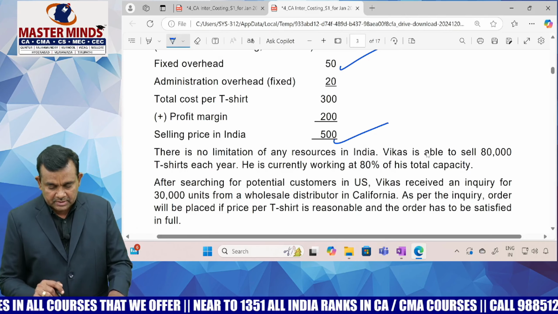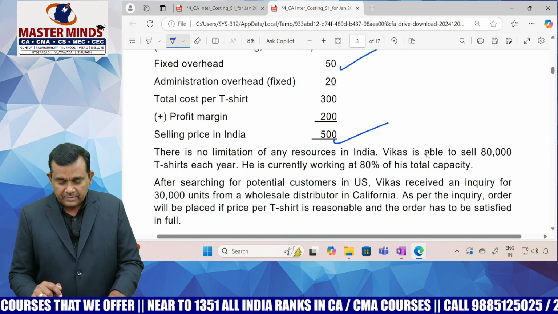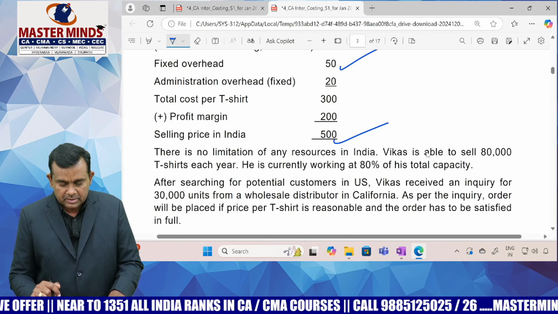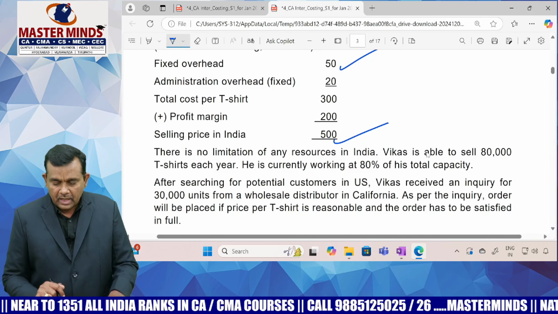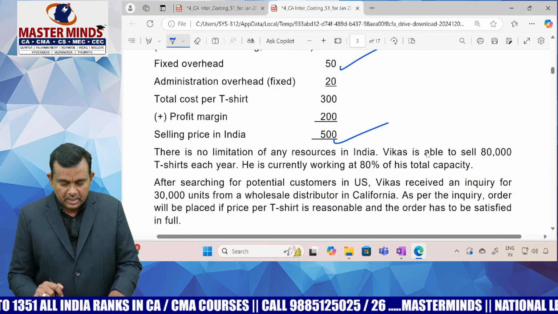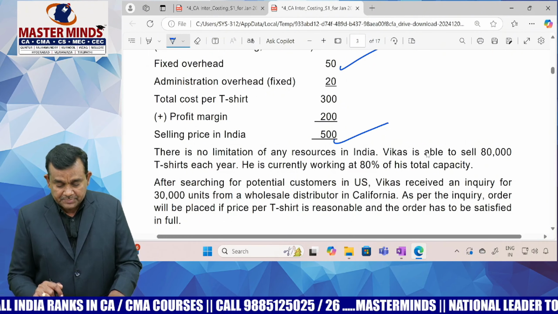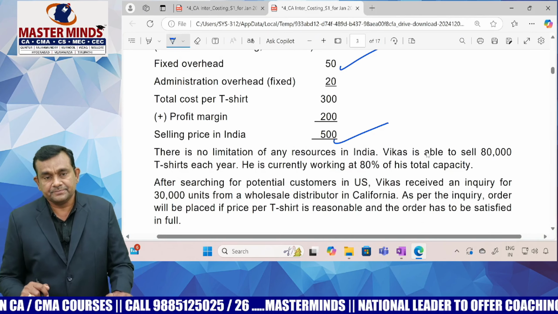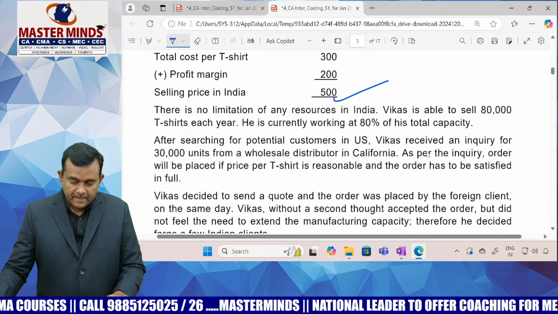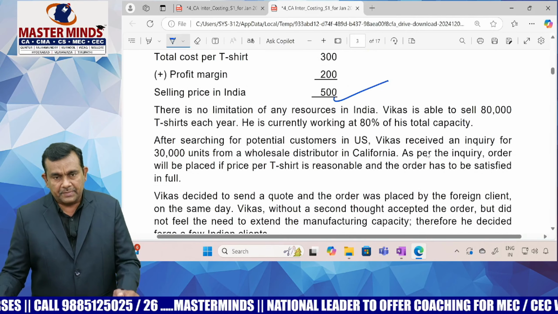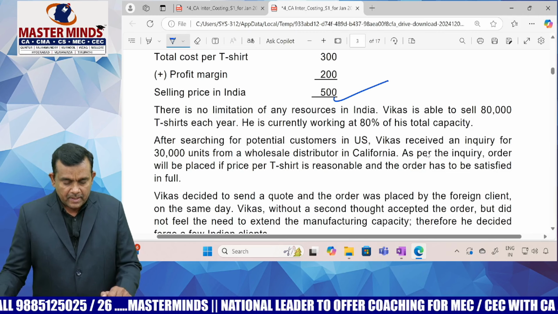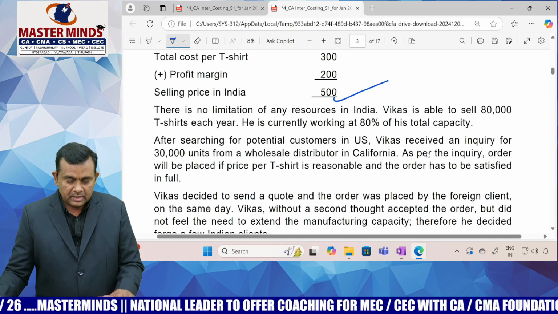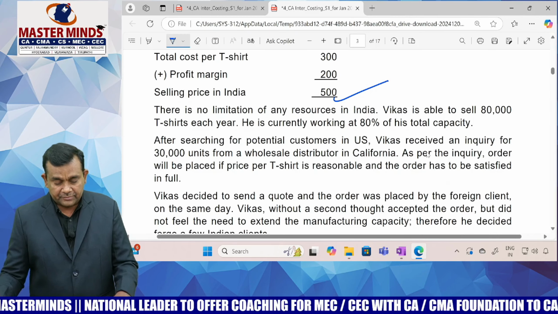After searching for potential customers in the US, the company received an inquiry for 30,000 units from a wholesale distributor in California. As per the inquiry, the order will be placed if the price per t-shirt is reasonable and the order is satisfied in full. Right? So here the company has spare capacity.